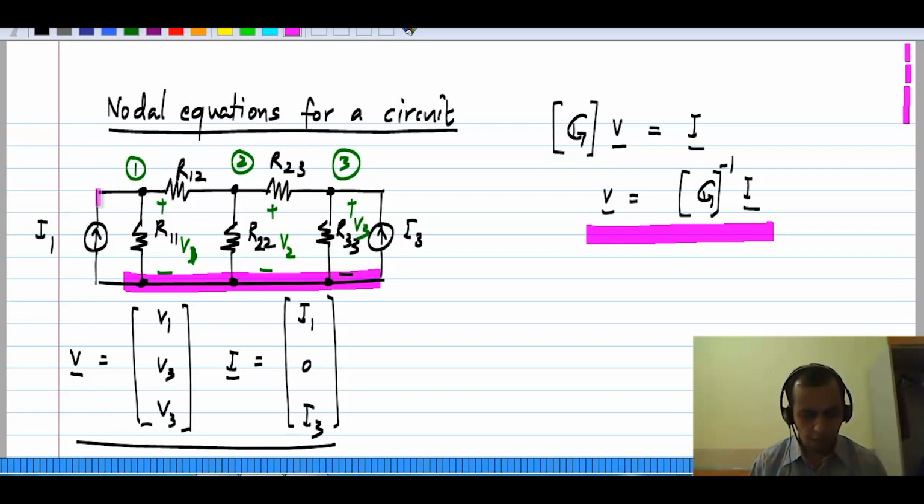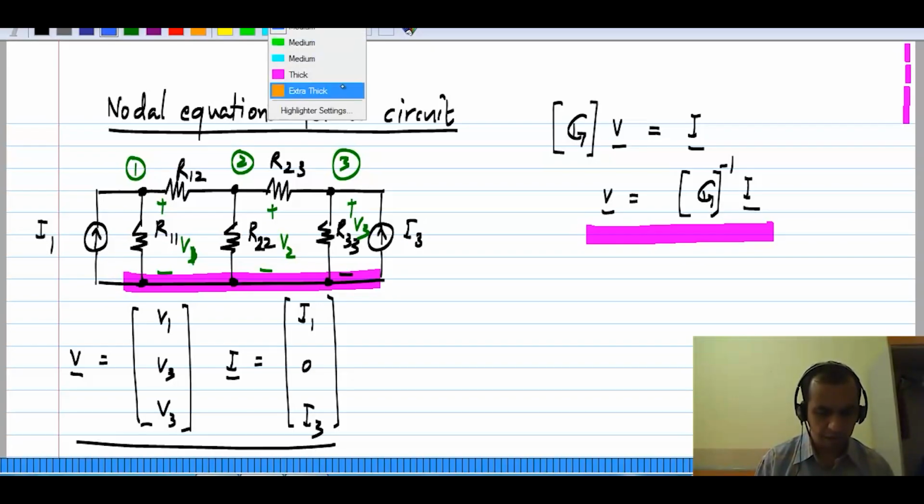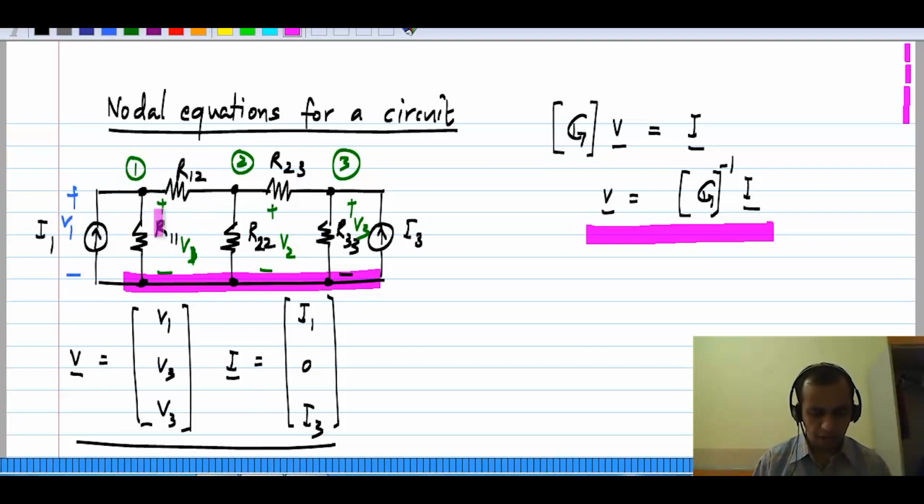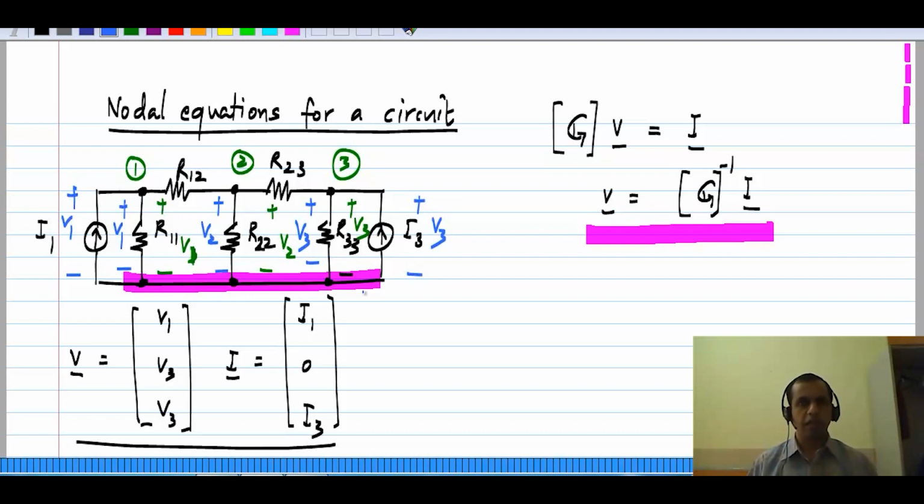First of all, let's write down the voltages across every element. Across I1, all we have to do is to note that I1 is connected between node 1 and 0. So across I1, the voltage is V1. And R11 is also connected between node 1 and 0. So across R11, the voltage is V1. Similarly, across R22, the voltage is V2. Across R33, the voltage is V3. And across I3, the voltage is V3. I mean, this looks trivial, but this is just a systematic way of finding out all the branch voltages, and which can be applied to large circuits as well.